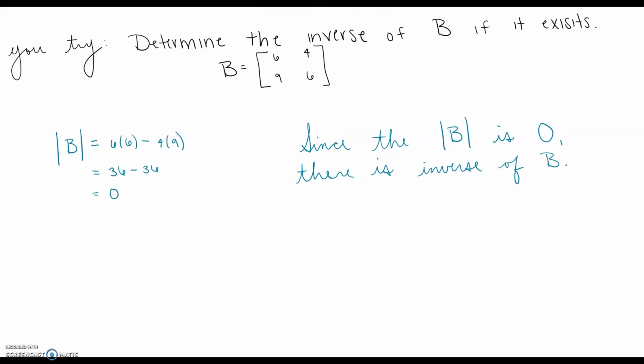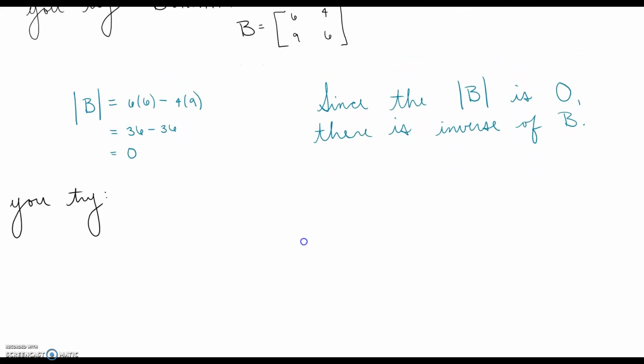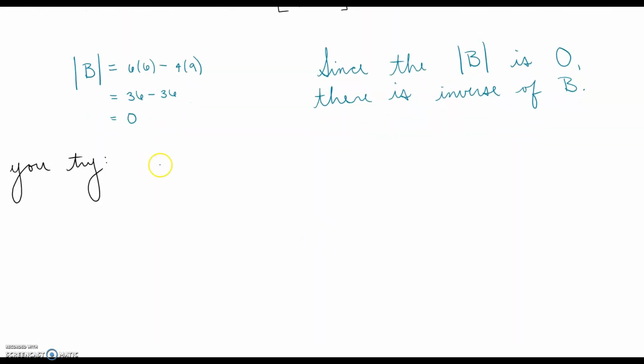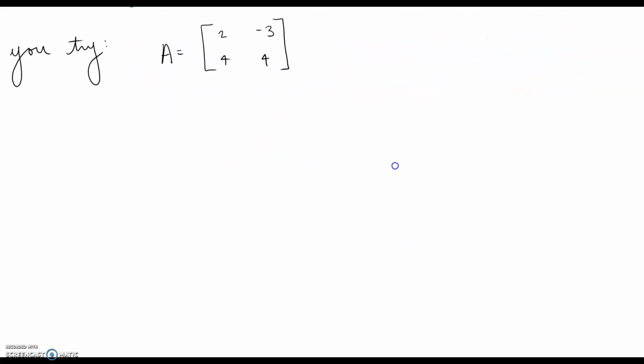Okay, let's do one more example for today. Same type, so determine, actually same directions, okay? Determine if the inverse of A exists. And our matrix A is going to be 2, negative 3, 4, 4. So try to figure out if this works.